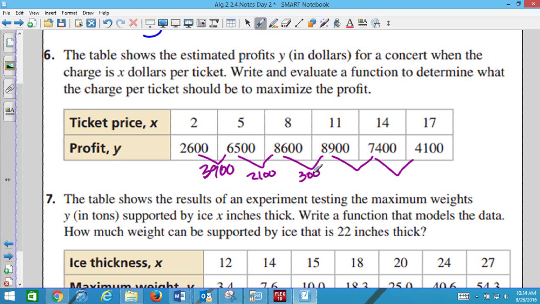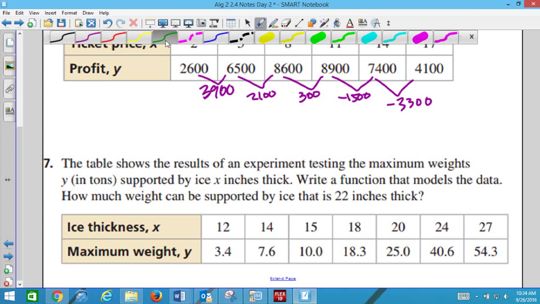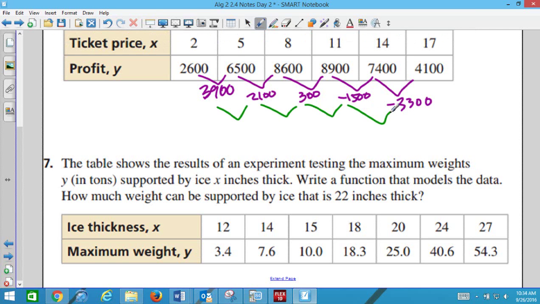Did I do something wrong? No, I didn't. Just kidding. So I did my first finite difference. I know it's not linear, so I'm going to do my second finite difference. I didn't really leave you a lot of space, sorry. But that's okay. It's okay if you write on top of another one. So my second finite difference, and this is telling me, ooh, it's constant, so it must be quadratic.